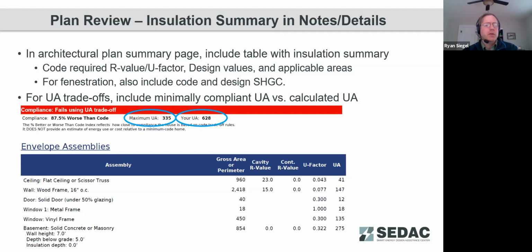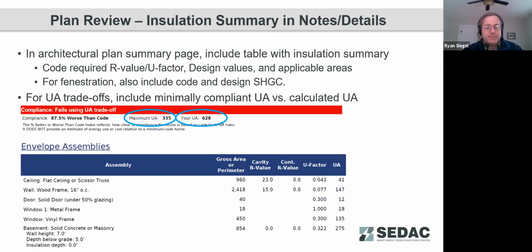And so here, ResCheck again makes this fairly simple, where they even provide as part of the report what the allowable maximum UA is, in this case, 335, versus the design UA, in this case, showing a 628, which is why it shows that this is failing using a UA trade-off, because 628 is greater than 335.